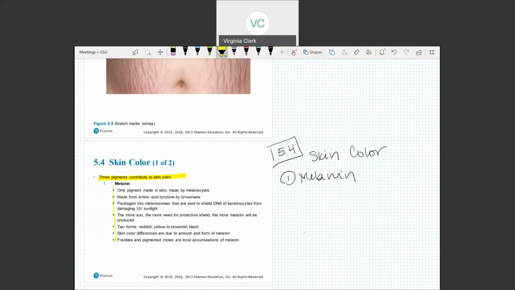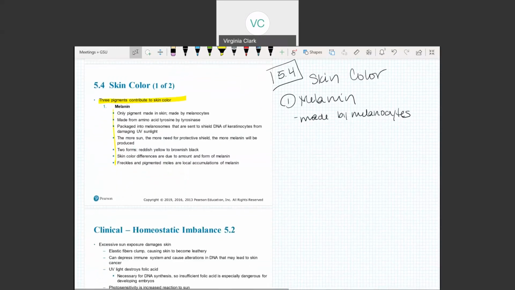Remember, melanin is going to be made by melanocytes. So as it is produced by the melanocytes, it is again shifted to a keratinocyte, and then that keratinocyte is where it will accumulate on the DNA to shield the DNA from the damaging UV sunlight. So wherever there is more sun, there is more need for a protective shield, therefore there is more melanin.